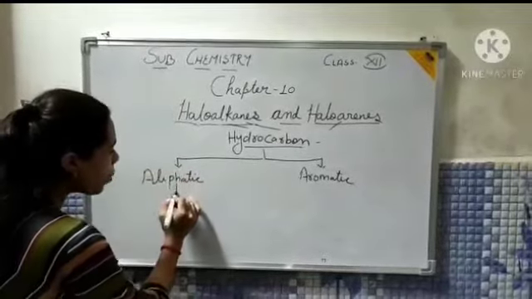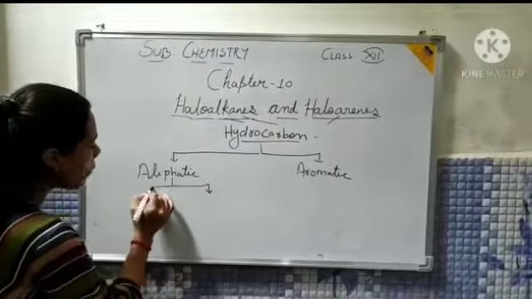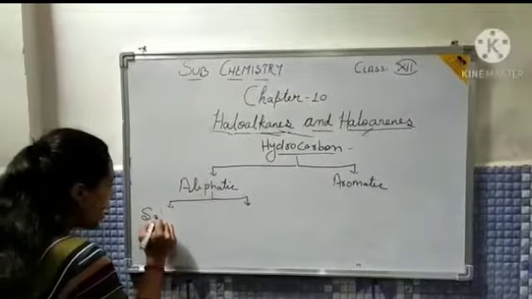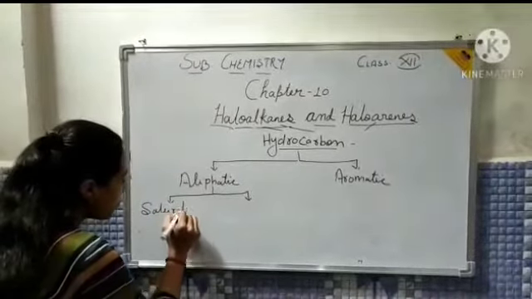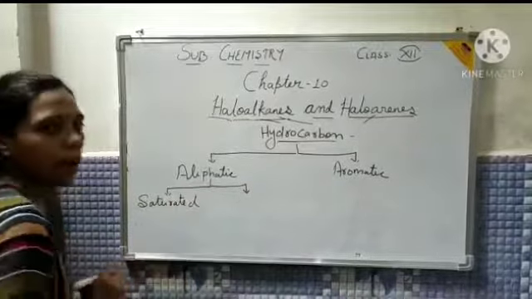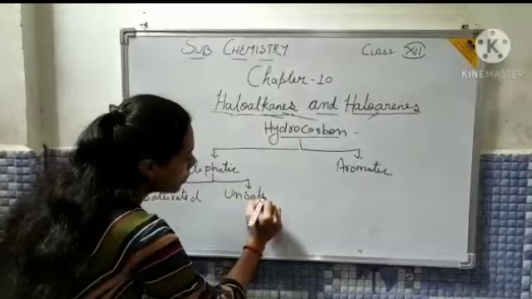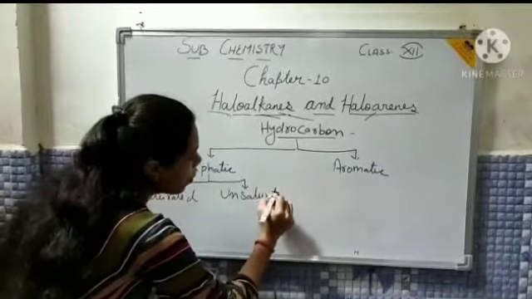Now aliphatic hydrocarbon is further divided into two categories, that is saturated hydrocarbons and unsaturated hydrocarbons.